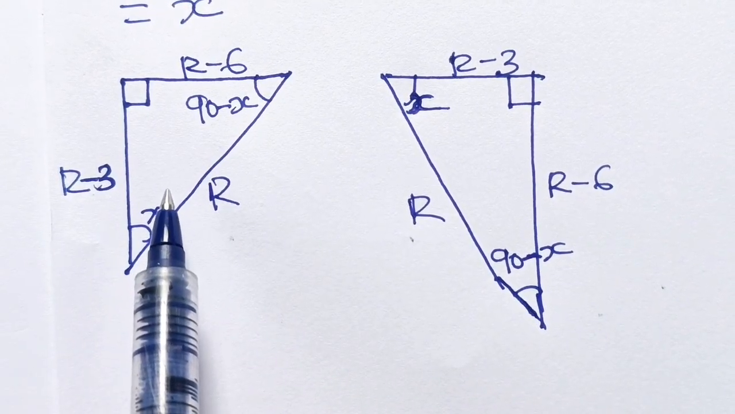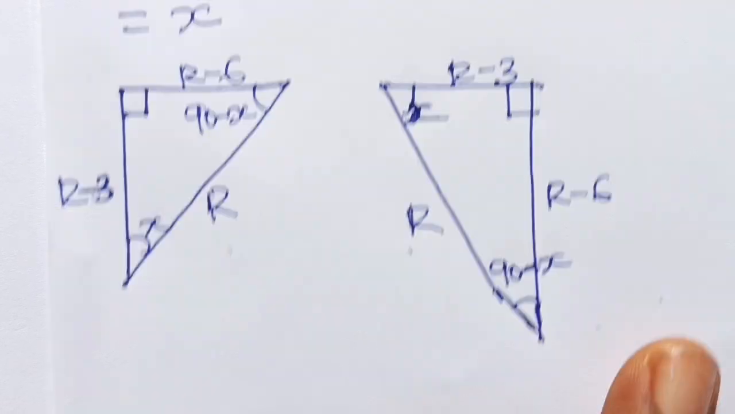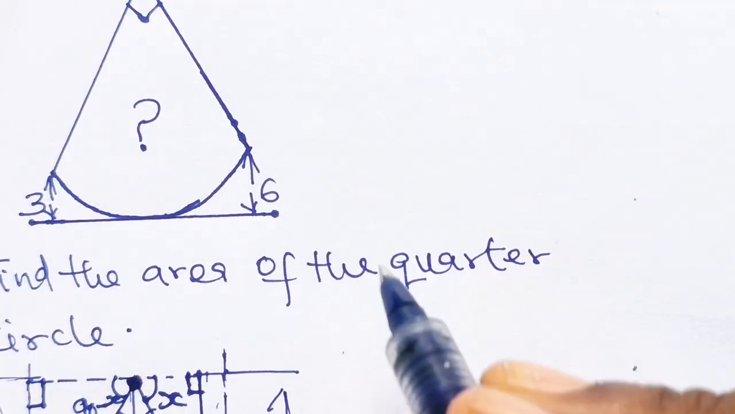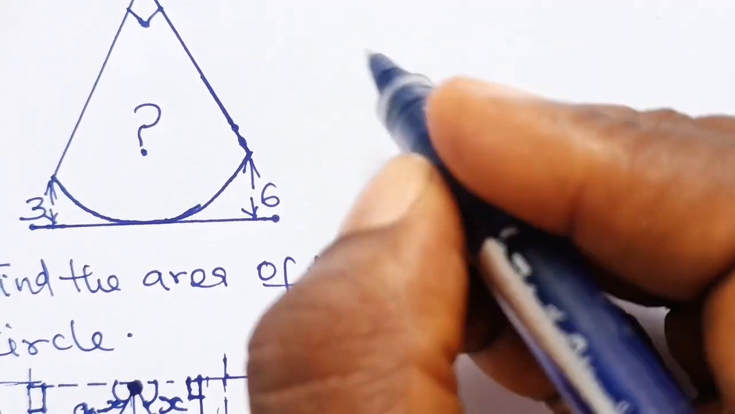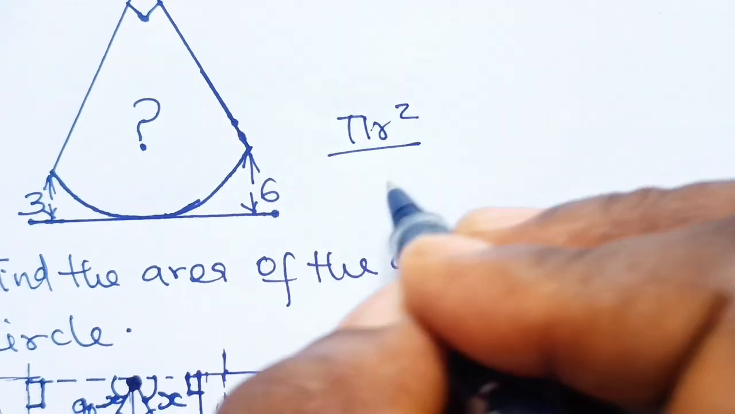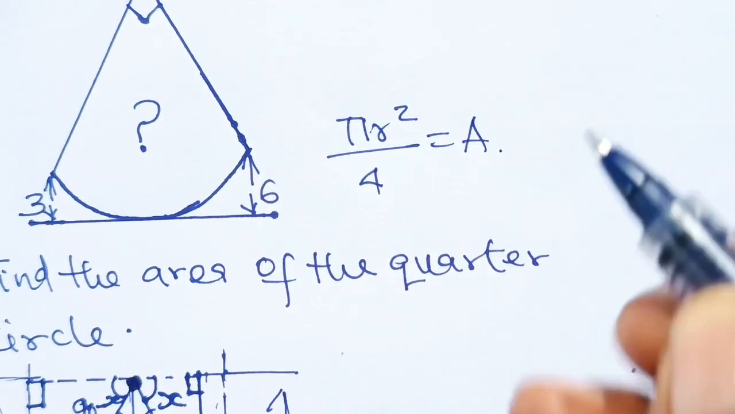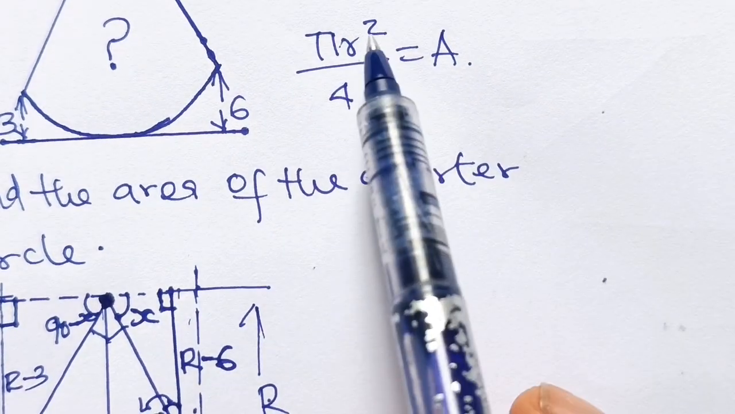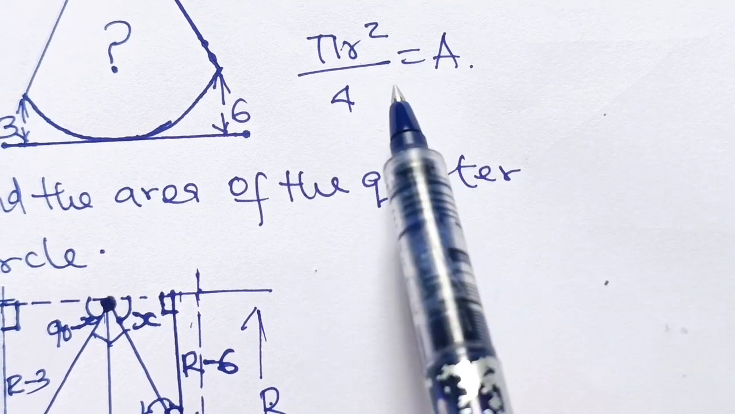Remember that we are asked to find the area of the quarter, and the area of the quarter is what? Area of a circle is pi r squared, so it's going to be pi r squared divided by 4. This should be the area that we are looking for. So once you're able to get the radius, then we have solved this.